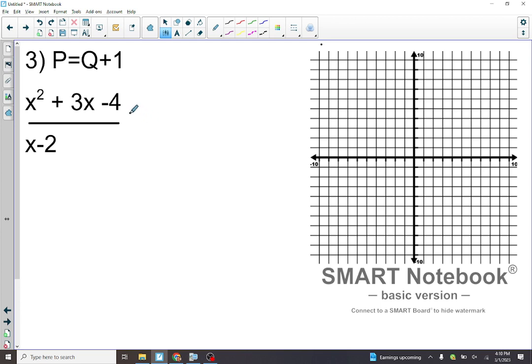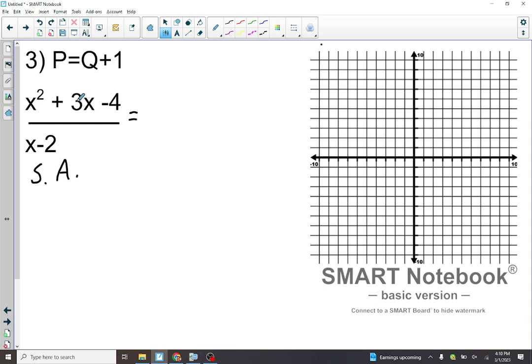All right. For this one, horizontal asymptote. But in this case, when P is one bigger than Q, it is a slant asymptote. So your asymptote, instead of being a flat line, is a diagonal. So P is one bigger than Q. Whatever Q is, P is Q plus one.